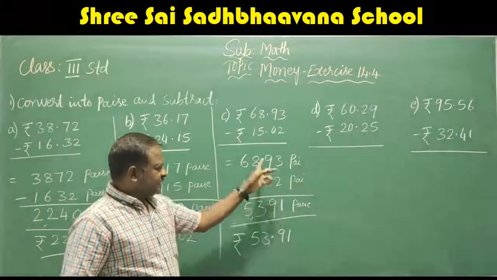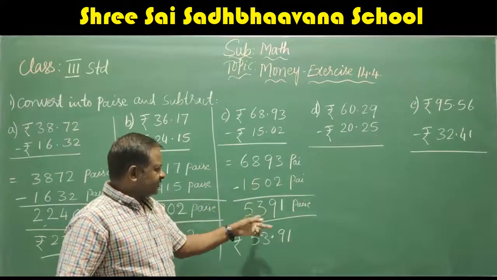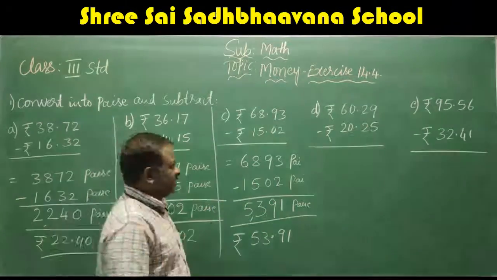Subtraction once again. 3 minus 2, 1. 9 minus 0, 9. 8 minus 5, 3. 6 minus 1, 5.